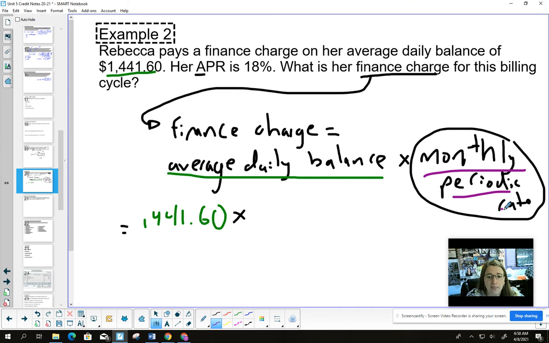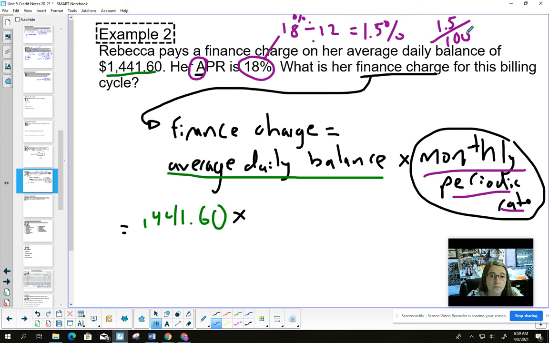But now we need the monthly periodic rate, and we have the annual. So once again, how am I going to get this to be monthly? Divided by 12, right? 18 divided by 12 to get to the monthly. Let's see what we get. 18 divided by 12, 1.5%. Now here's where you got to be careful. This is still a percent because 18 is the percent. Now that we are going to multiply with this number, now we do need to divide this by 100.